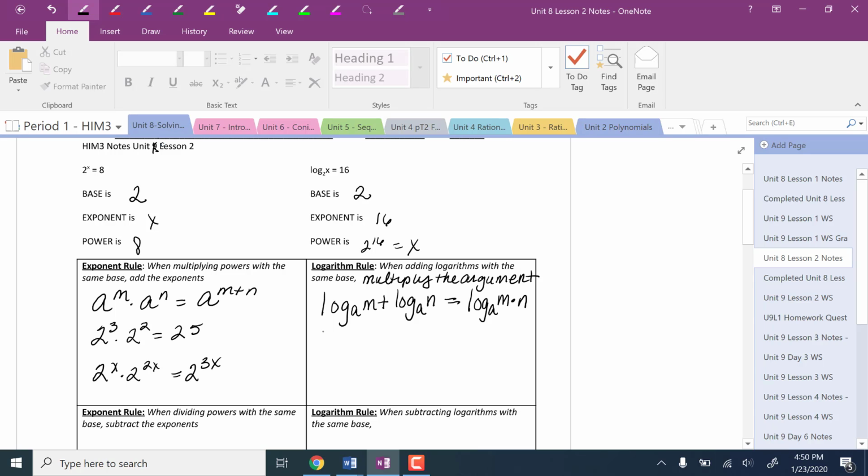We do a couple examples. Let's say I have log base 2 of 3 and log base 2 of 5. These two separate logs that are being added together with the same base can be written as log base 2 of 3 times 5, or 15.